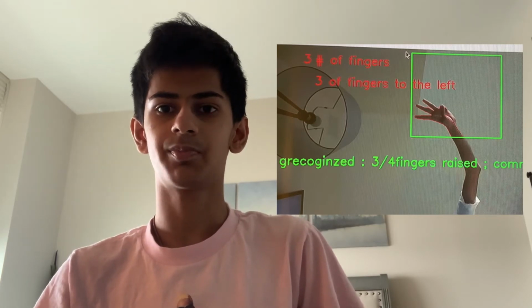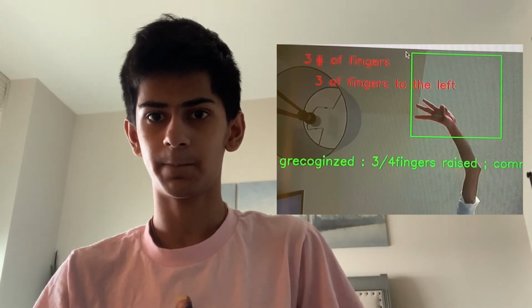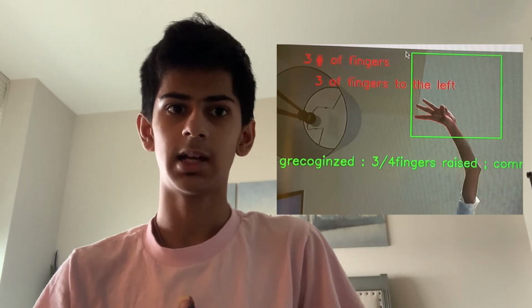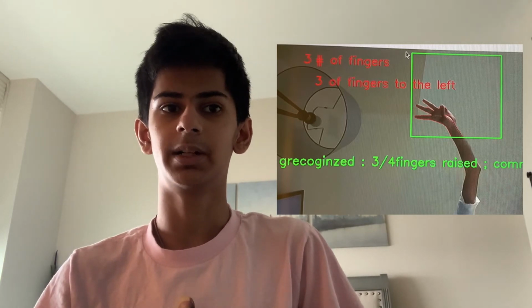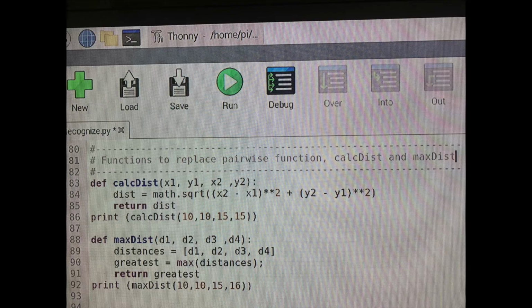So while coding this hand gesture recognition, I had a problem with the sklearn library. It wasn't downloading properly, and the sklearn library is used to use the pairwise function. The pairwise function finds the distance between multiple points and then outputs the greatest distance. So I had to write that function by myself.